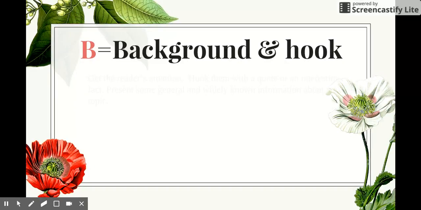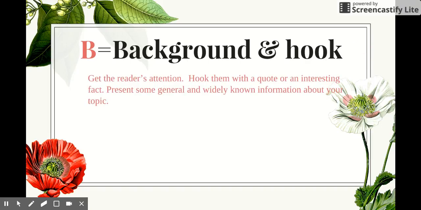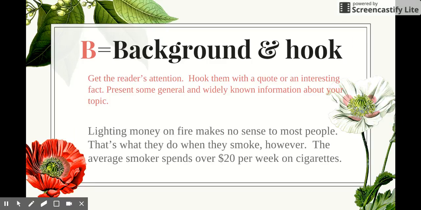Here are the answers. Remember that your background is designed to get the reader's attention. You're hooking them with a quote or an interesting fact about your topic and presenting some general and widely known information about your topic. Here's the answer.